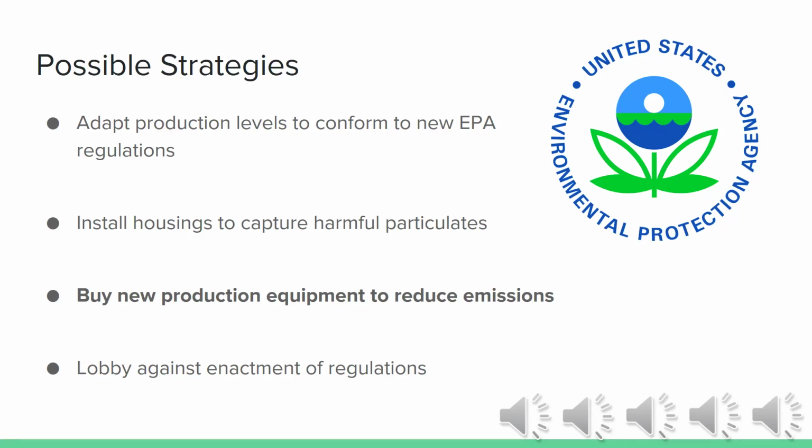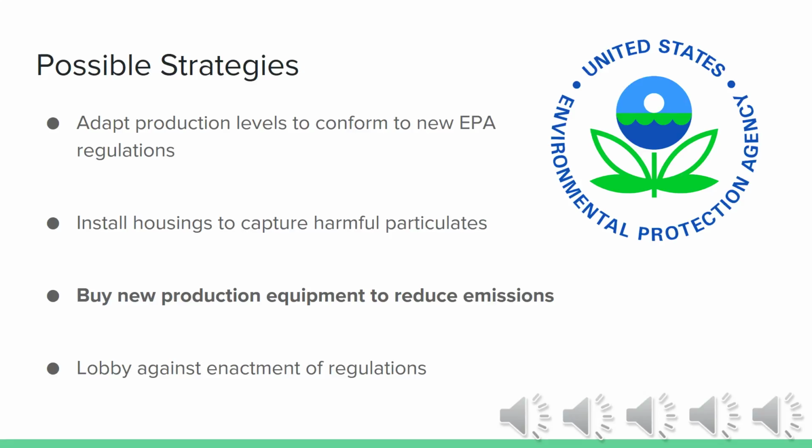Our first option would be to adapt our production levels to conform with the new EPA regulations. We would accomplish this through adjusting our product mix based on a linear programming approach. Our second option would be to install housings to capture harmful particulates. This would incur a small capital cost, followed by additional annual costs. Our third option would be to buy new production equipment in order to reduce emissions. This would incur a large capital cost, but no additional annual costs.